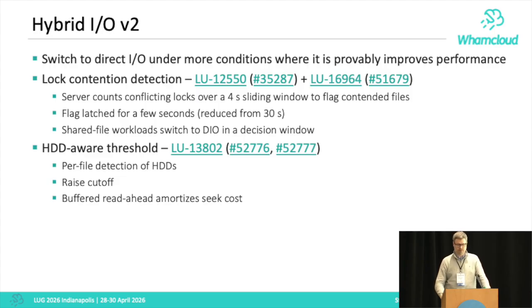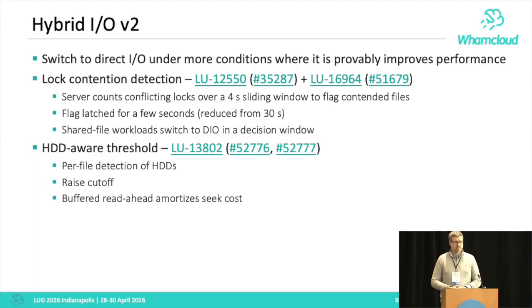So the first one is lock contention detection. I have here the ticket number and the patch, if anyone wants to take a look. These are active. Basically, the server counts the conflicting locks over a sliding window, and then on the client a specific flag is set. In the paper, when we detected that the file is contended, it stayed that way for 30 seconds. Nowadays it's a little bit less, I think it's like 4 or 5 seconds, something like that. And then the second patch is introducing the decision window. There's more stuff to do here, but the lock contention patch is very active.